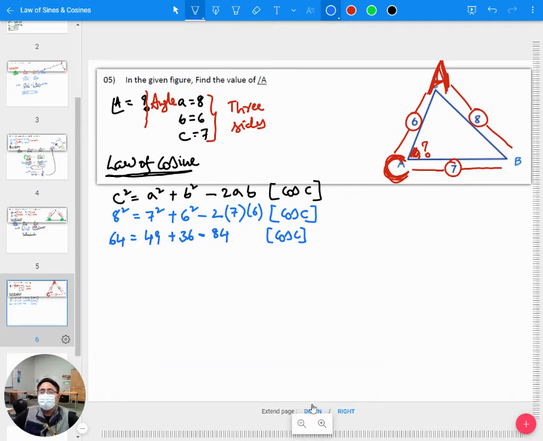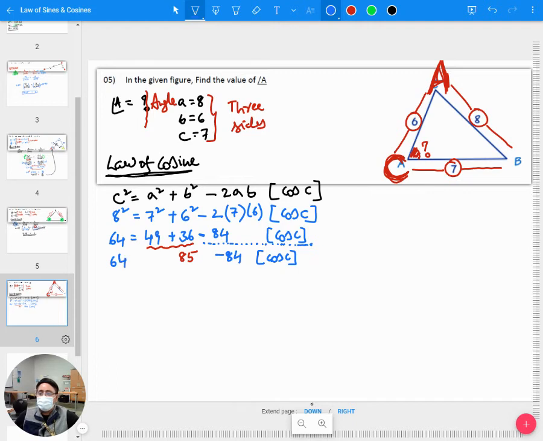Now let me simplify. 49 plus 36, it is 85. Please don't make the mistake of subtracting 85 minus 84, because these two can be simplified and added: 49 plus 36 gives us 85. And please don't subtract this 84, because this 84 is still multiplying with cos c. It is multiplying, so this is a separate term. So write that as 84 times cos c. Do not subtract.